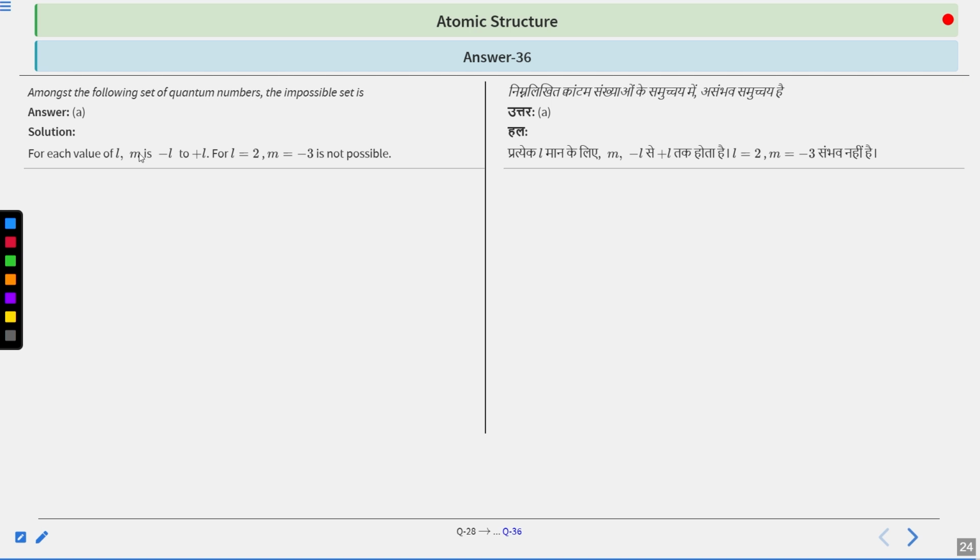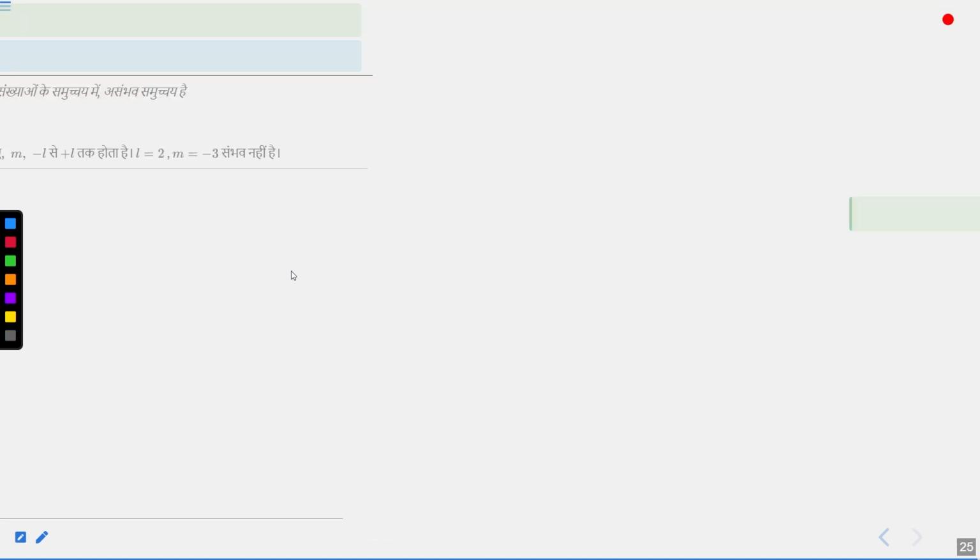How will we solve it? For each value of L, we know that m can have values from minus L to plus L. Suppose L equals 2, then how many values are possible? 5 values, that is 2L plus 1, and those values will be minus 2, minus 1, 0, 1, 2. So these are the 5 values that we can have. But it is given that m equals minus 3, which is not a possible value for L equals 2. So this set is not possible. Therefore, your correct option is A. So we have completed this question also. Thank you.